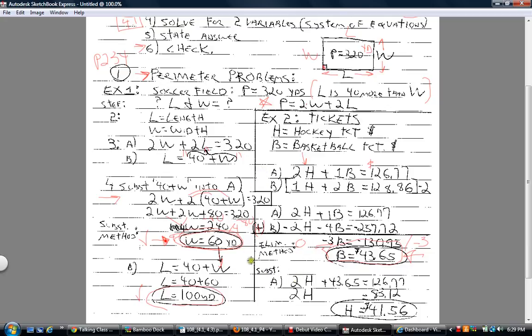Pick either equation, A or B. I chose A. Substitute $43 in. It's 2H plus 1B, so that's where you just put the $43 in. Minus it on both sides, divide by 2, and lo and behold, you get the hockey tickets are worth $41.56. Okay, hey, that is going to do these 2 examples here.